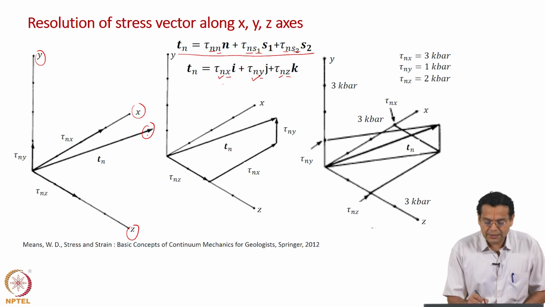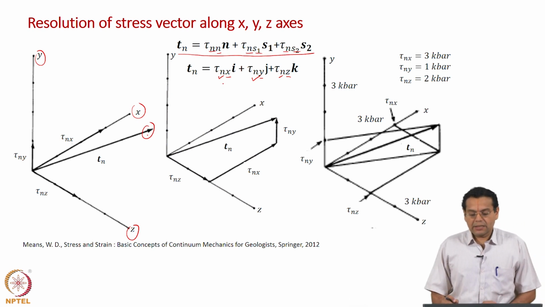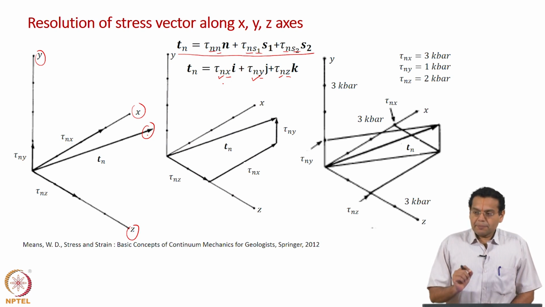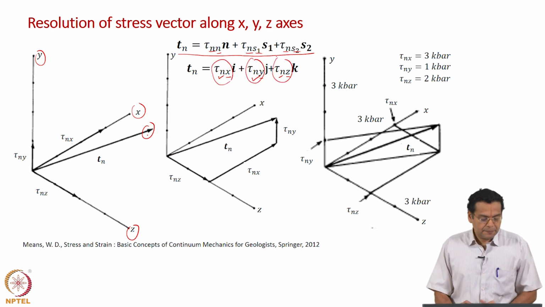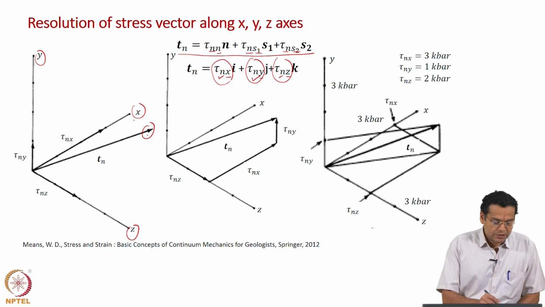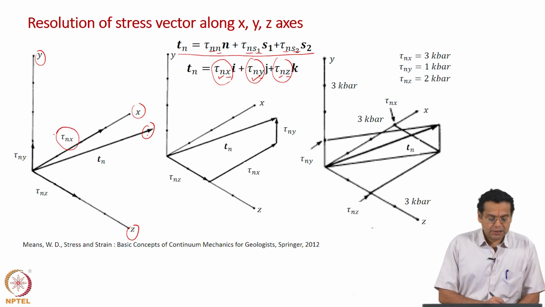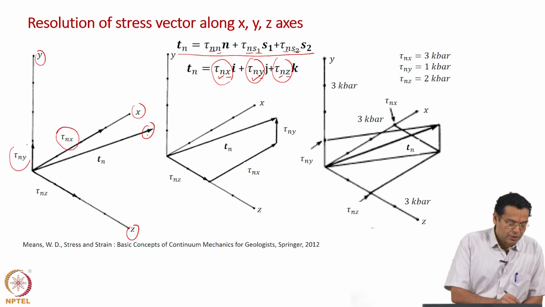So, understand the nomenclature: tau n x, tau n y, tau n z. In all these variables, n represents the direction of the normal to the plane, and the second subscript represents the direction of the component of the stress vector. Okay. Now, the same thing has been shown in two other different ways nicely in this book. Look at this, this first figure shows the components of the stress vector along the x, y, z axes, tau n x, tau n y, tau n z.